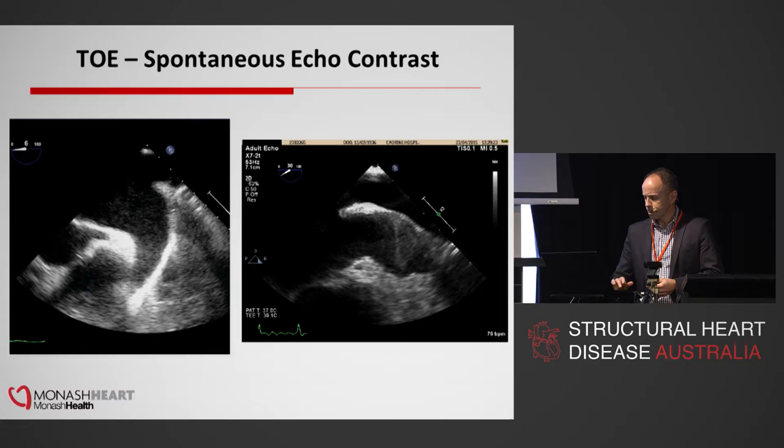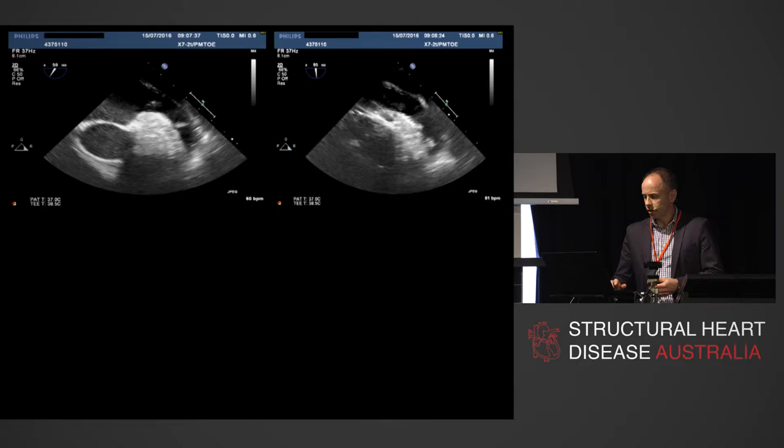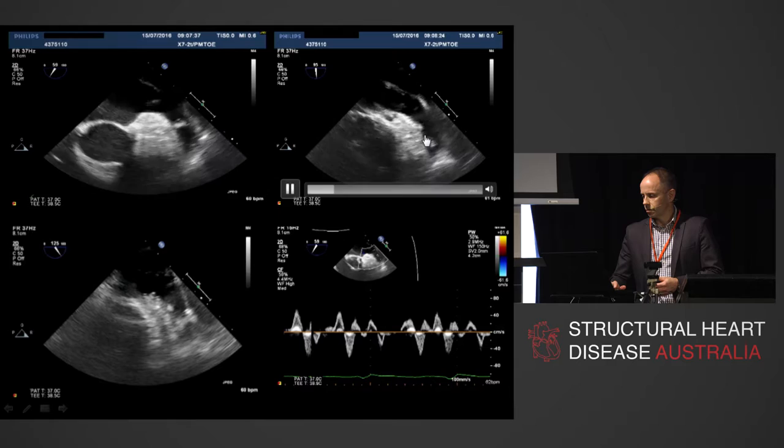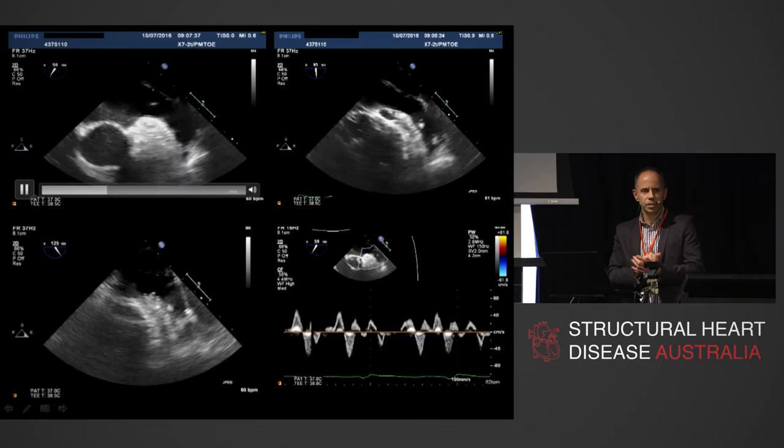This is an example of artifacts and normal variants. If I can get these to play. This is the left atrial appendage here. And we can see a typical artifact from the ridge, or the Coumadin ridge, between the left upper pulmonary vein and left atrial appendage, which can be a bit tricky sometimes.